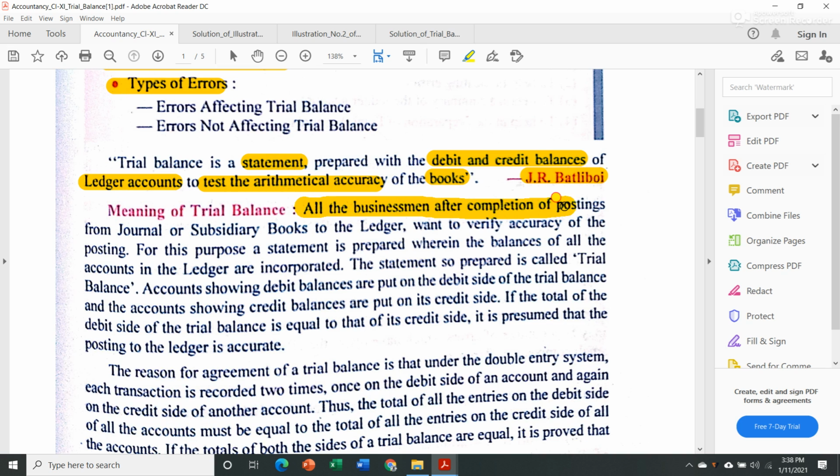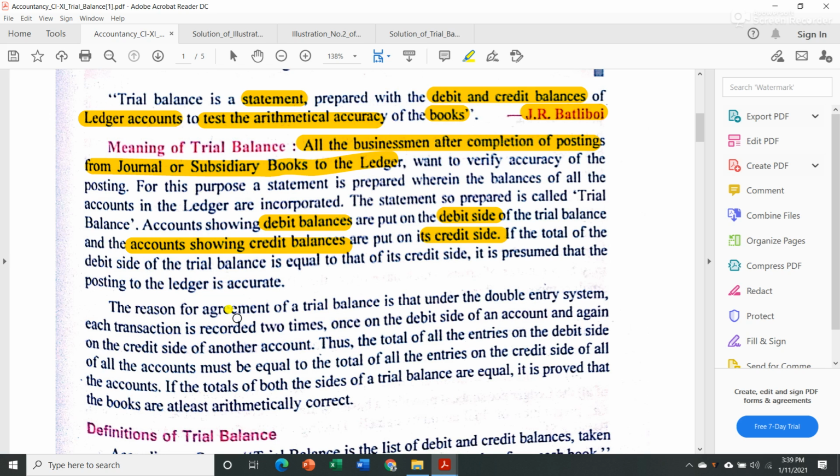Now all the businessmen, after completion of postings from journal or subsidiary books to the ledger, want to check the accuracy or the correctness of their posting. For this purpose, a statement is prepared wherein balances of all the accounts in the ledger are incorporated. That statement is known as a trial balance. Accounts showing debit balances are put on the debit side of the trial balance, whereas accounts showing credit balances are put on the credit column. Now if the total of the debit side of the trial balance is equal to that of its credit side, it is presumed that posting to the ledger is accurate.